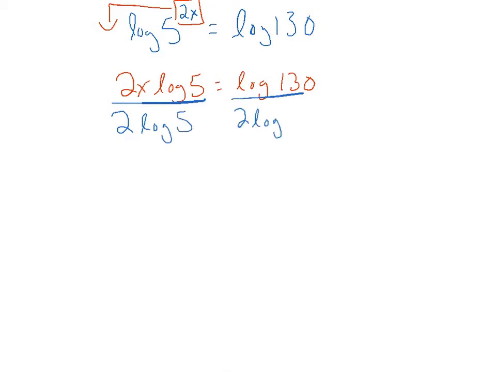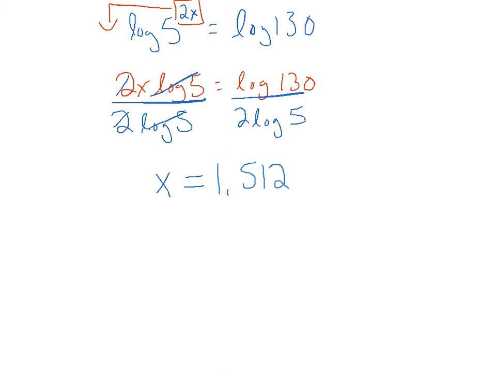And again, I have to do that to both sides of the equation. So the log of 5 reduced to 1, 2 over 2 reduces to 1, and I'm left with just x on this side is equal to log of 130 divided by 2 log of 5, which will give me 1.512 if I round it to the third decimal.